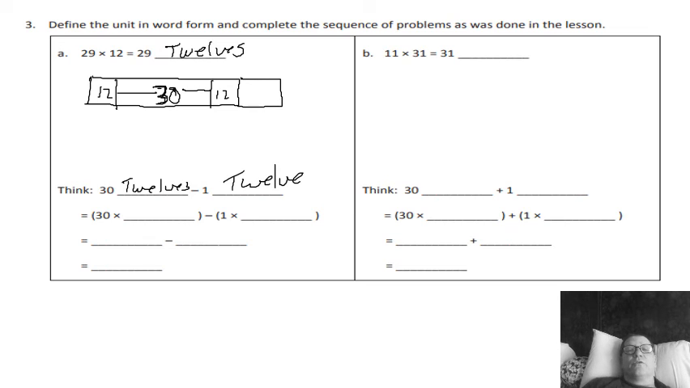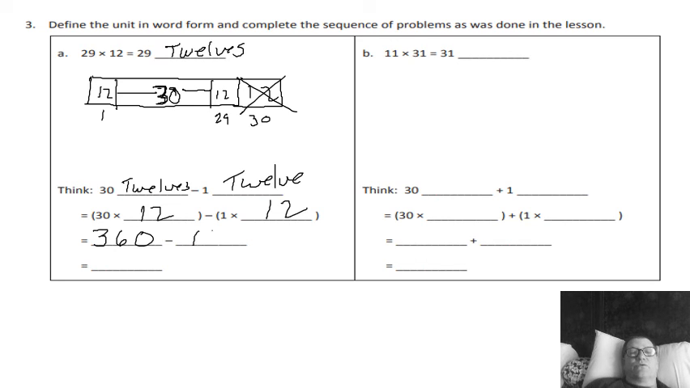Let's put the next one out here so we can see it. So this would be 1 12. This is 29 12s. This is 30 12s. And we're subtracting 1 of them. So that'd be 30 times 12 minus 1 times 12. Well, 3 times 12 is 36. Then we're going to add a 0. Our next is 1 times 12 is 12. So now we have 360 minus 12 becomes 348.